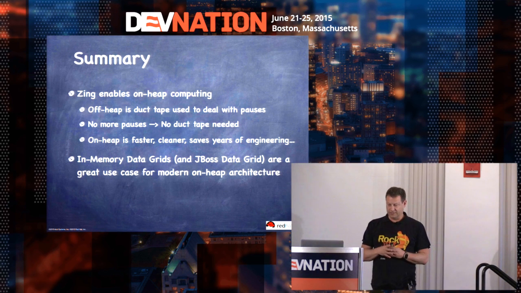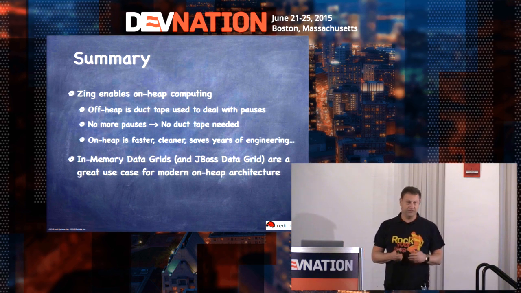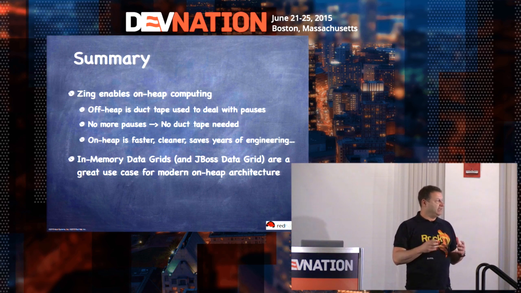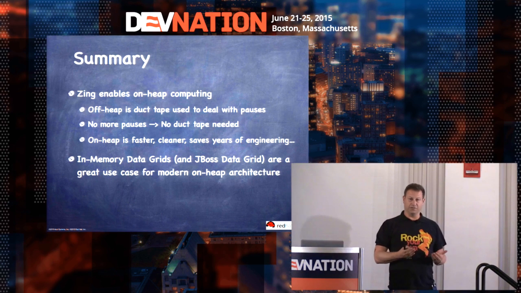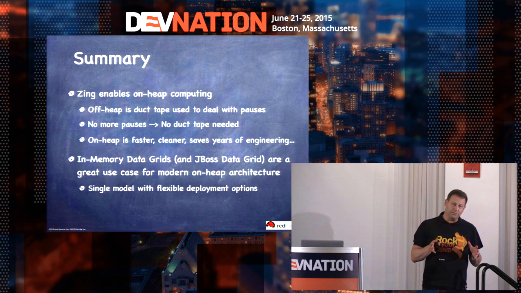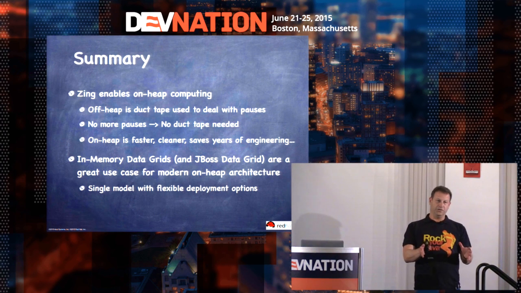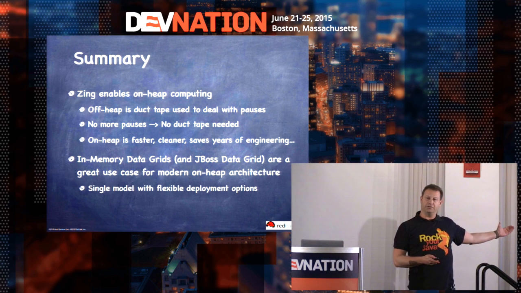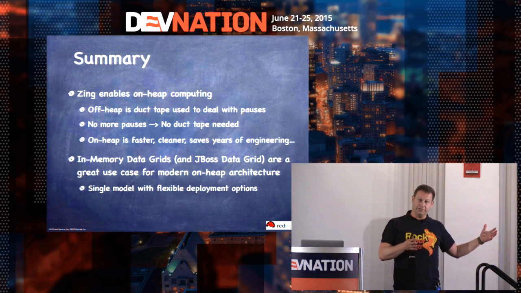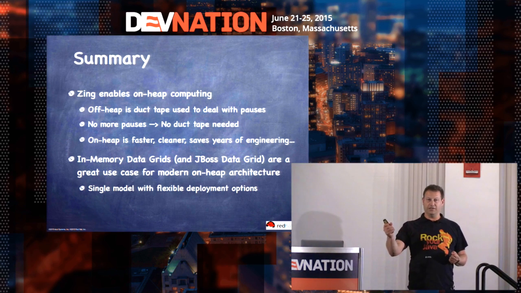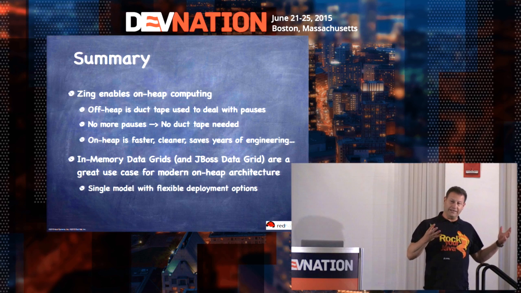Similarly, if we look at the duct tape effects, in-memory data grids, and specifically the JBoss Datagrid that we have a lot of experience with, are a really good example of using on-heap architectures for speed, for simplicity, for delivery, and we gave you some good use case examples. You have a single model for dealing with your data. You program in one way, and then you can deploy it in any of the options we talked about. There's no one right way to do it. There are variations of ways, and you have choices. And those choices often trade off size, geographic distribution, and speed.